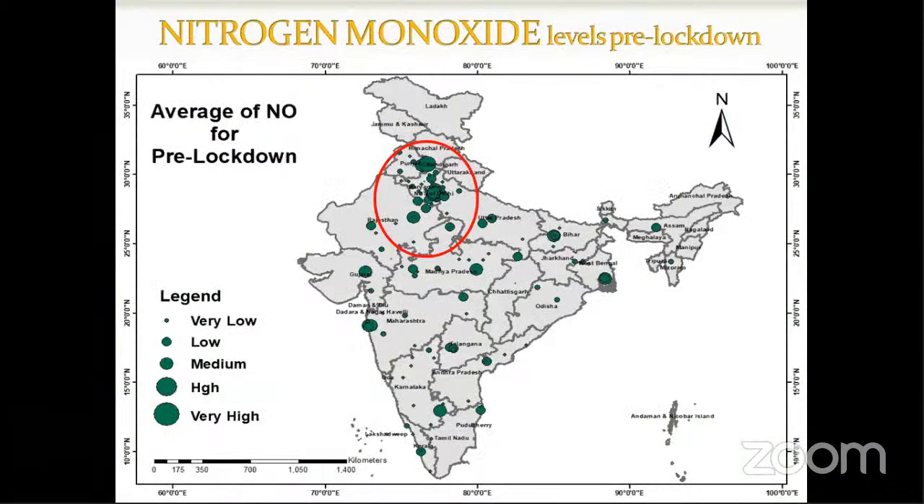Nitrogen monoxide. Nitrogen monoxide and nitrogen dioxide belong to the family of nitrogen oxides. These pollutants usually are produced from a reaction between nitrogen and oxygen gases in the air during high temperature combustion, and are released from vehicles, burning fuels, industries, coal-fired power plants, etc.